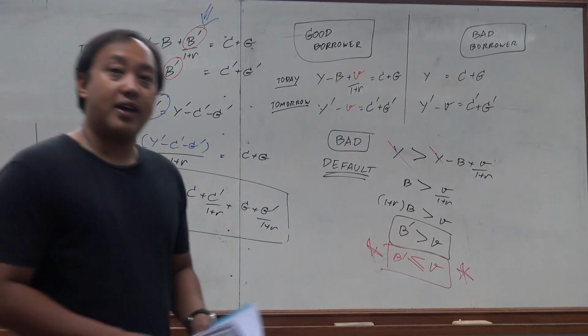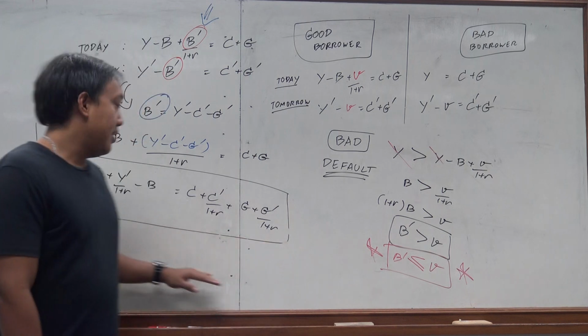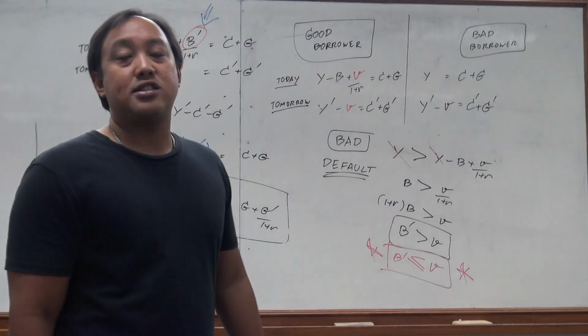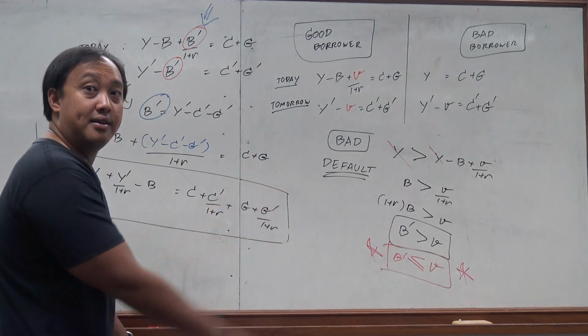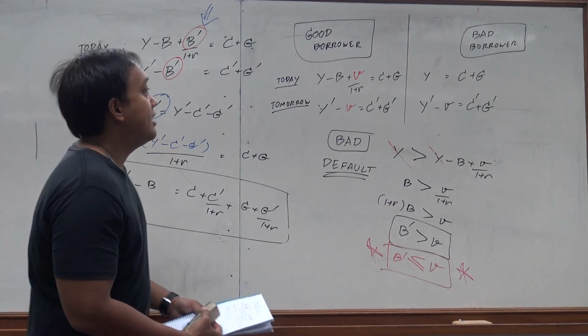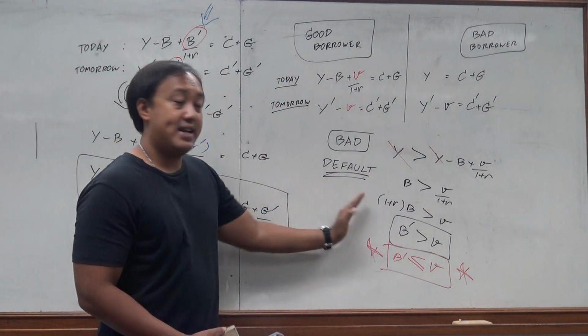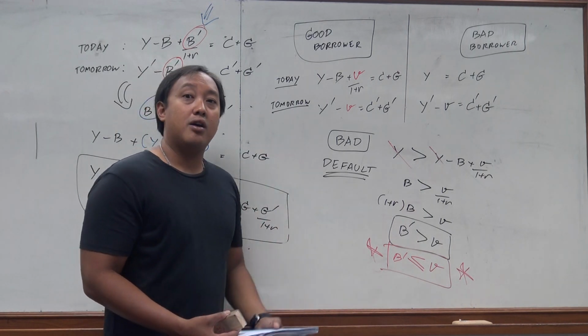So then from here we're going to draw the graph to show the case of the good borrower and the bad borrower. We're going to use this one again, this one and this one. Write down, and then we're going to use this to draw the graph.